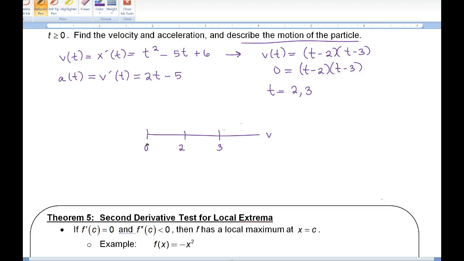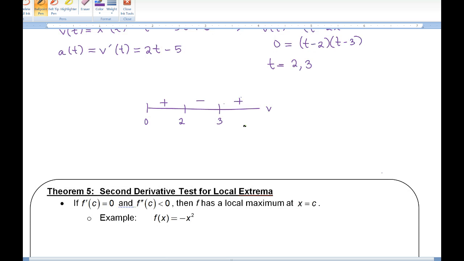So if I plug in, say, 1, I'm going to get a negative times negative, so that would be positive. And then plug in, let's say, 2.5. So that'll give us a positive times negative, which is negative. And then plug in something bigger than 3, say 4, positive times positive is positive.